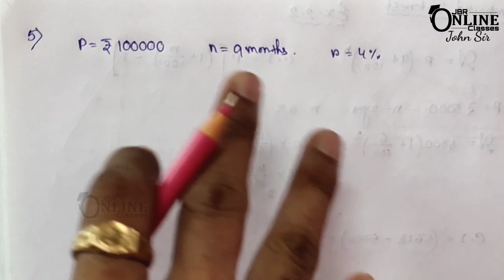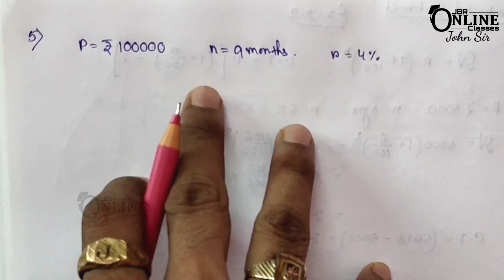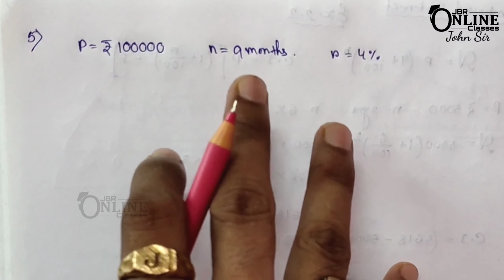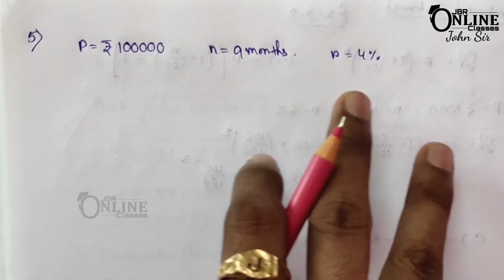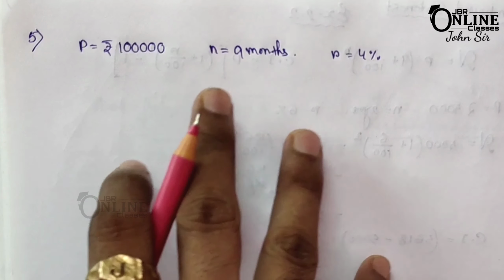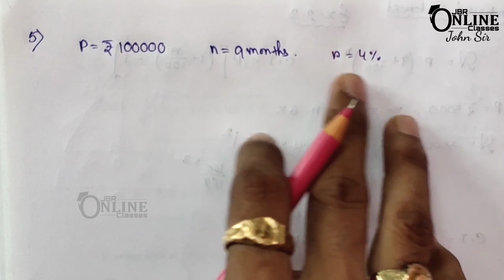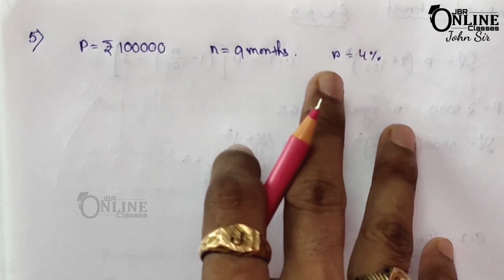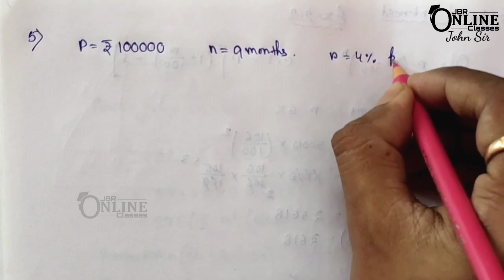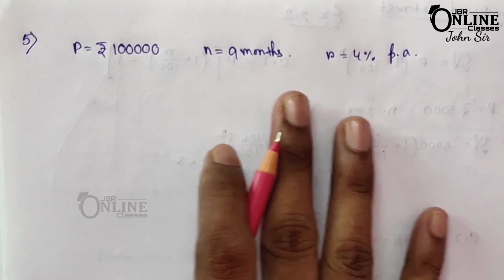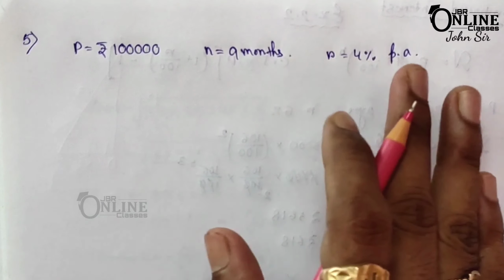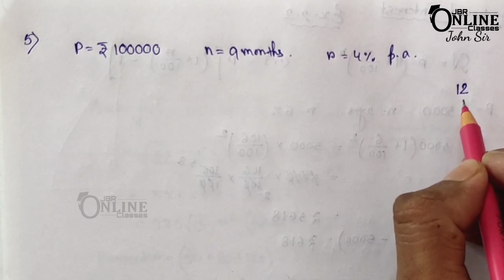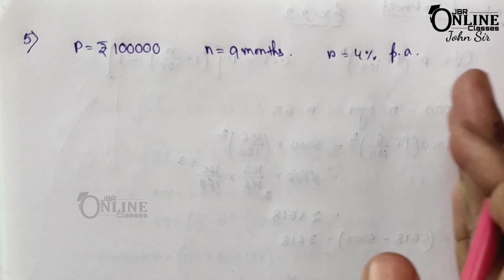Before I solve this problem, first you have to calculate your time and the rate also. Since the rate of interest is for 12 months, that means per annum, the rate of interest of conversion will be changed. Here the rate of interest is 4% per annum, but you have to calculate only for 9 months. If you divide these 12 months into 4 parts, it will be 3 months, 3 months, 3 months, and 3 months.